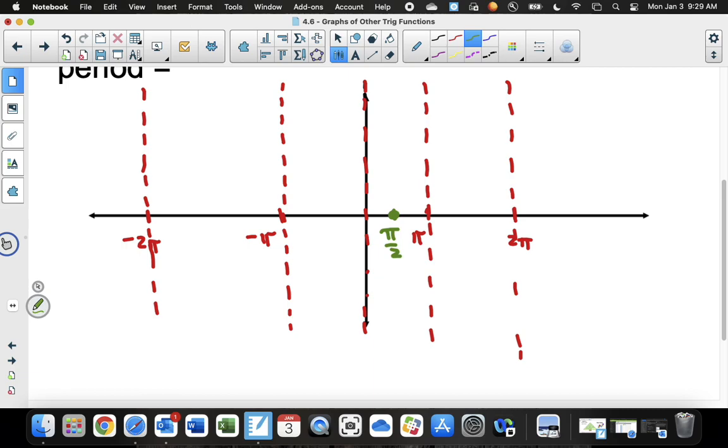Remember, halfway between, all you're really doing is just taking the average. Add them up, divide by 2. So if you add those, you get 3 pi. Divided by 2 is 3 pi over 2. And same thing again in the negative direction, I would have a negative pi over 2 and negative 3 pi over 2.